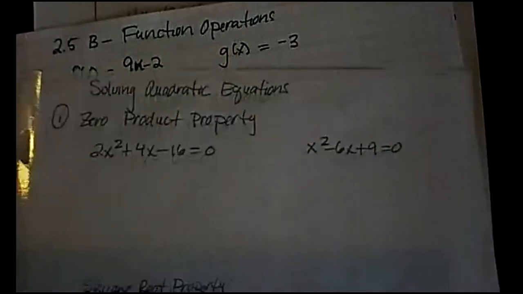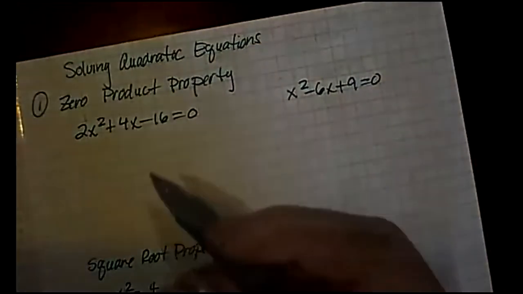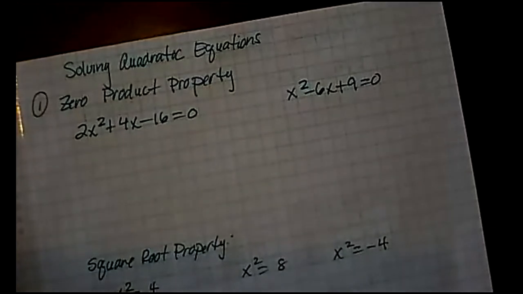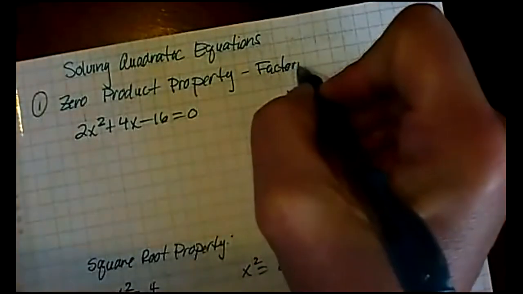All right, so now let's talk about solving quadratic equations. So there's multiple ways to solve quadratic equations. And so one of those is the zero product property. So you might be asked on an exam, solve this using the zero product property. So what that really is, is factoring.